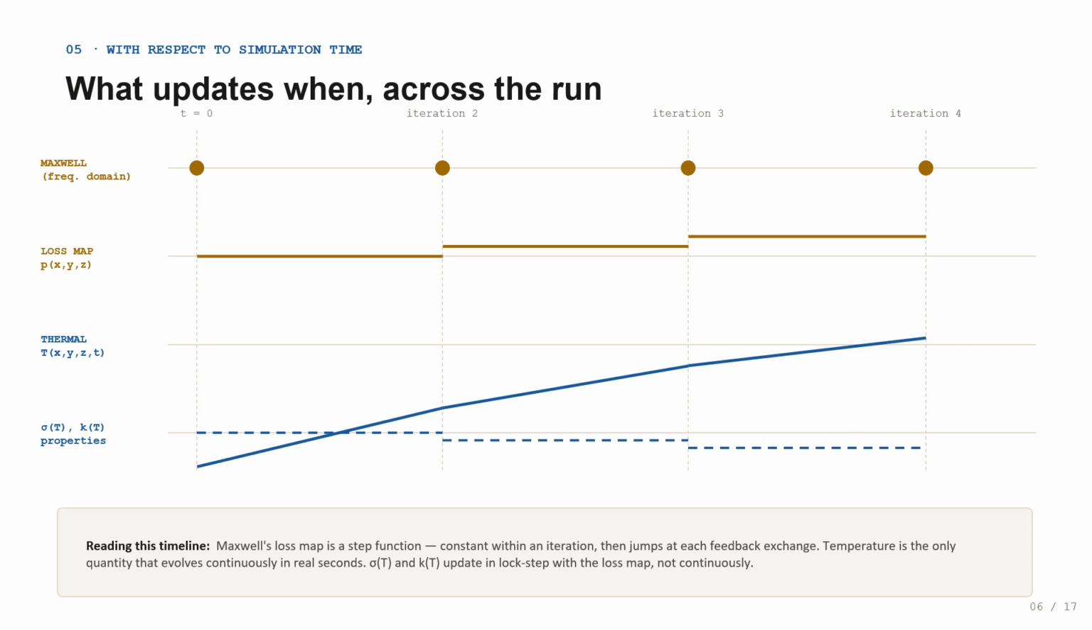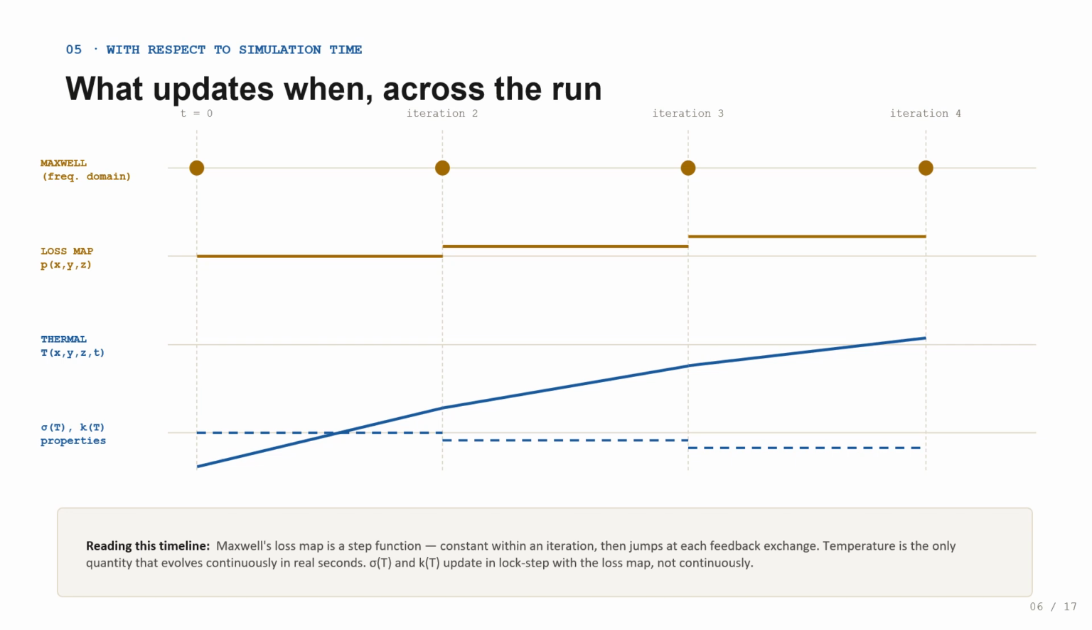Now, look at the third lane, temperature. This is the only one of the 4 quantities that evolves continuously, in real physical seconds, because it is Mechanical APDL's own internal transient integrator that is advancing it, using whatever loss value currently happens to be loaded. And the fourth lane, sigma of T and K of T, the temperature-dependent material properties, updates in lockstep with the loss map, not continuously. They are refreshed only at the moment Maxwell is resolved.